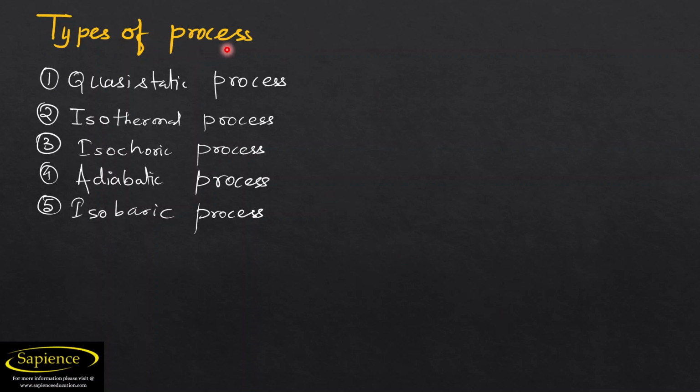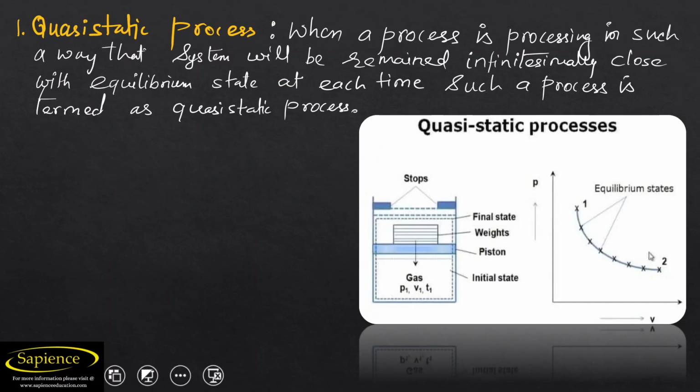Now let us talk about the types of process. There are 5 types of process. One is the quasistatic process, another is isothermal process, third is isochoric, adiabatic, and isobaric. We will study each and every process in detail. Let us understand what a quasistatic process is. When a process proceeds in such a way that the system remains infinitesimally close to equilibrium at each state, such a process is termed a quasi-static process.